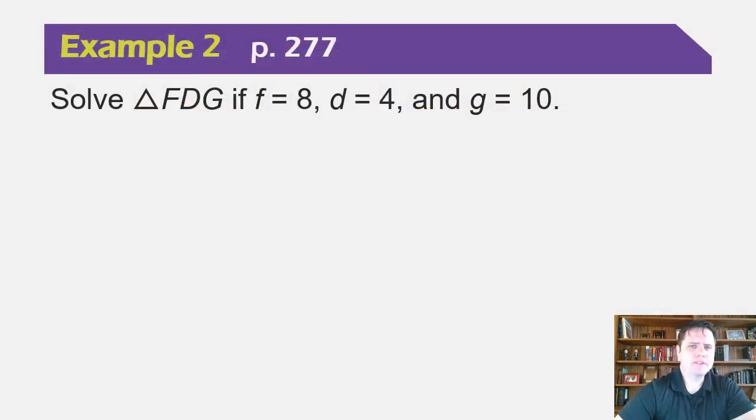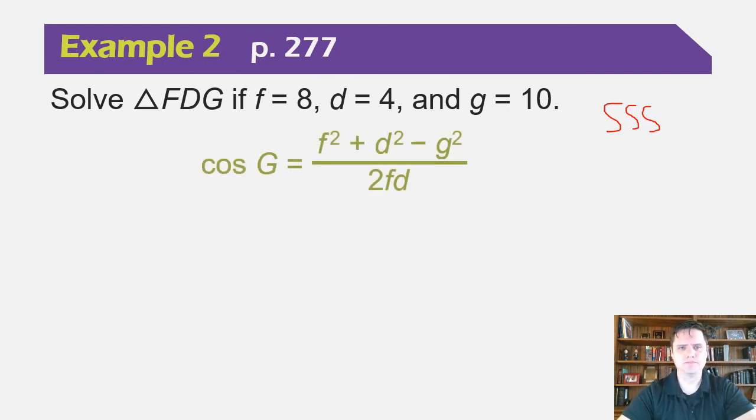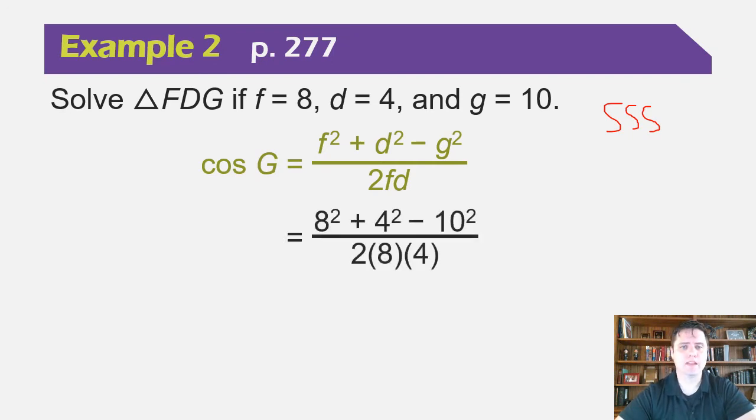So if I have a case in which I'm given all the sides, this is like a case of side, side, side, right? Where I've been given all three lengths of the sides of the triangle, but no angles. Again, I can use the law of cosines to discover one of the angles. I can say cosine G is f squared plus d squared minus g squared over 2fd, and plug in all of the pertinent information and get this number. Then take the arc cosine of negative 0.3125 and get an answer of 108.2 degrees.